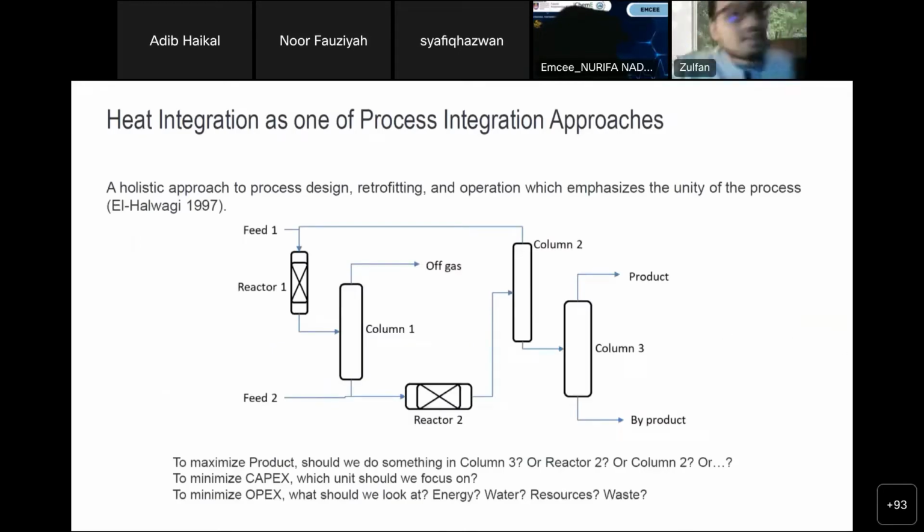Heat integration is only one part of what we call now process integration, and that process integration makes up one aspect of what we call nowadays process system engineering. I'm not going to go into that detail, but the point is that to do a proper heat integration, we have to see our plant in a holistic manner. We have to see it from the bigger picture.